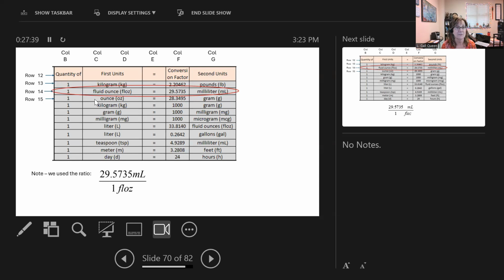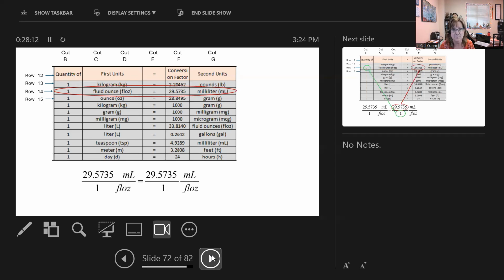So we built the fraction that's equivalent to 1 by putting the 29.5735 milliliters over 1 fluid ounce. So we pulled this right out of the chart. We have 2 things that are equal to each other, built our fraction. Now I'm going to take this just to help you see the visual, and I'm going to kind of pull apart the number part of this from the units. So you can see that I've got the 29.5735 over 1, and then the units are milliliters per fluid ounce. In fact, we can even make it 2 separate fractions, okay? One fraction only has the number part, and the other fraction has the units.